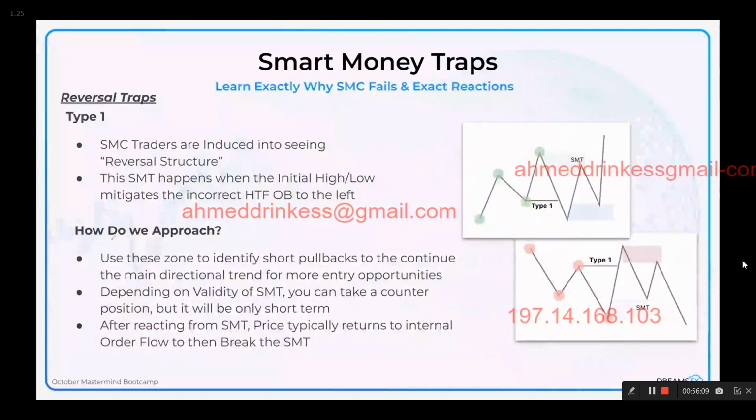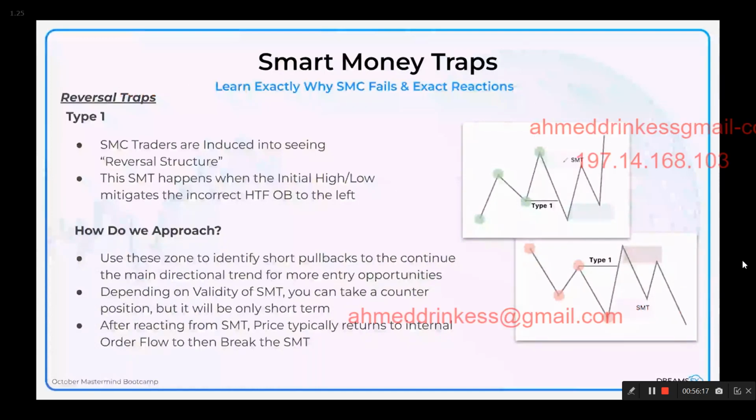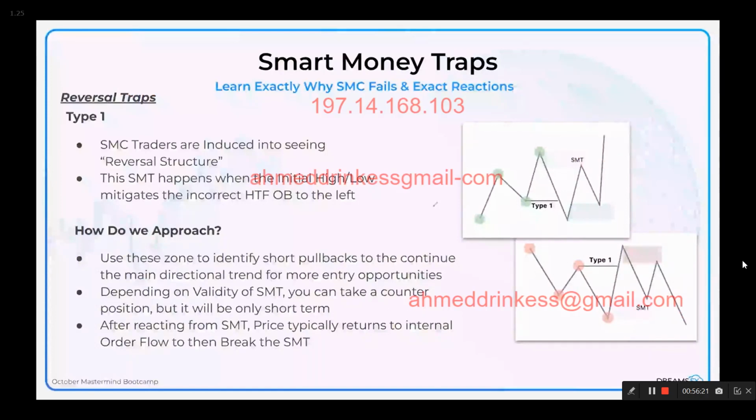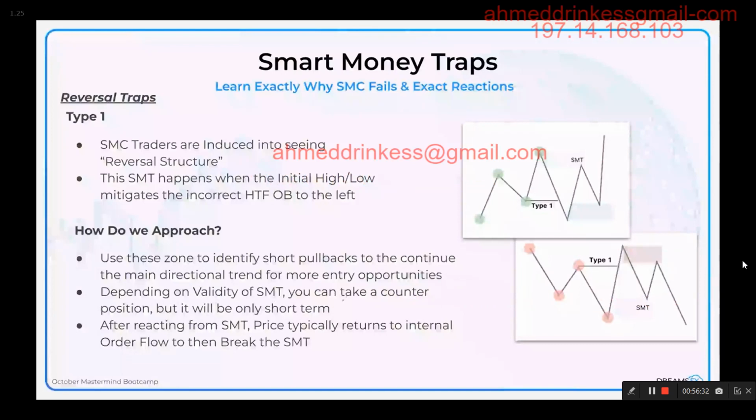And then how do we approach it? We use these zones to identify short pullbacks to continue the main direction trend for potential more entry opportunities or for more order blocks in the right direction. This happens all of the time, every single day. And that's how I'm able to get all of my positions or have my very high quality order blocks, because it's all moving algorithmically.